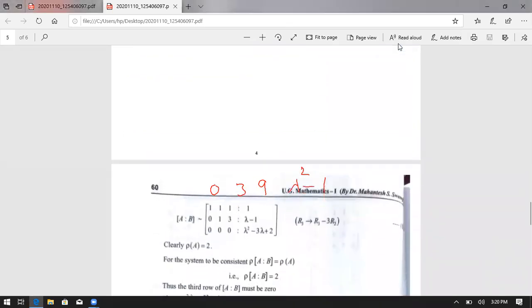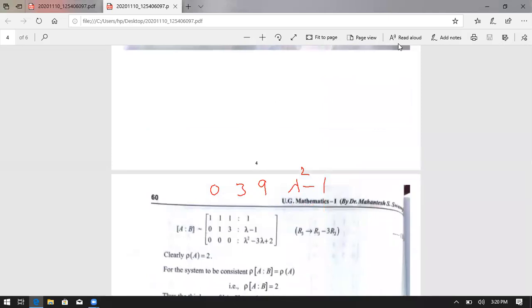See here, R3 equal to R3 minus 3R2. Multiply R2 by 3: 0 minus 0 is 0. Next, 3 minus 3 is also 0. Next, 9 is there. 3 times 3 is 9. Multiplying this one, 3 times 3 is 9, so 9 minus 9 is also 0. Next come to the last one: lambda square minus 1 is there in R3, minus 3 times lambda minus 1 from R2. Multiply this one: lambda square minus 3 lambda plus 2. That is lambda square minus 1 minus 3 into lambda minus 1.